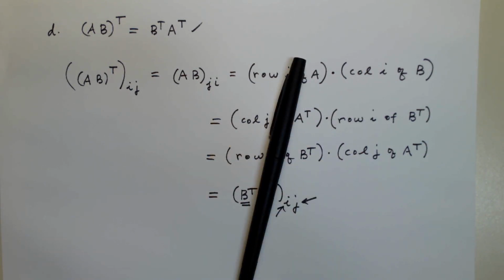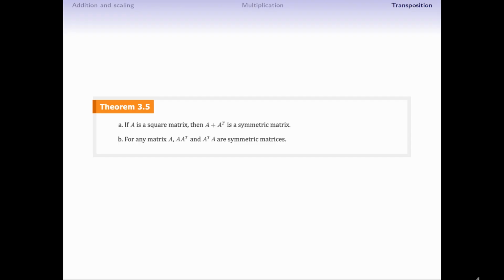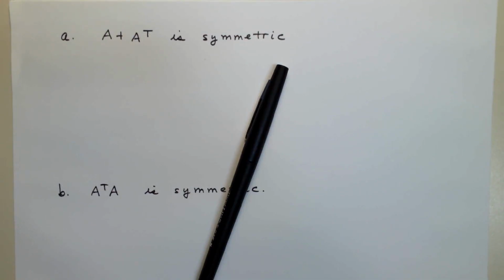I want to show you one more thing regarding the transpose. Let's close out this section on matrix algebra by looking at theorem 3.5. Part A says, if A is a square matrix, then A plus A transpose is a symmetric matrix. Part B says, for any matrix A, A times A transpose and A transpose times A are symmetric matrices. So let's head over to the document camera. I'll show you how we can prove parts A and B of theorem 3.5. All right, welcome back to the document camera.